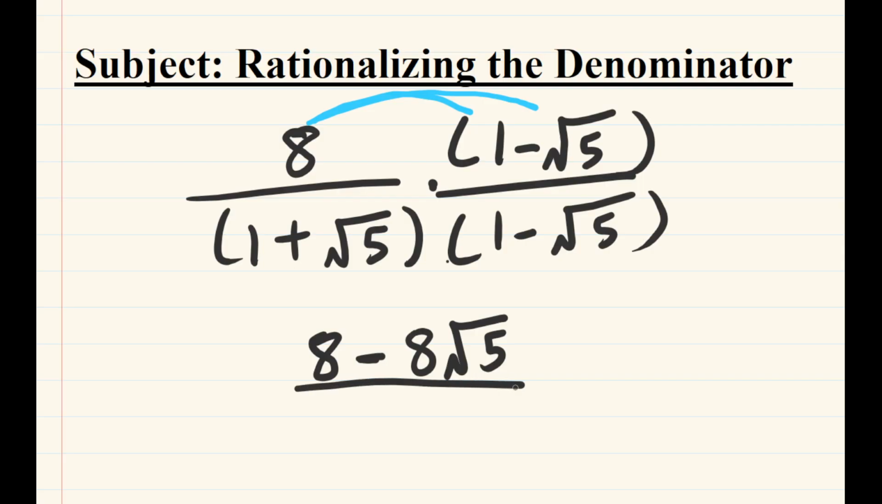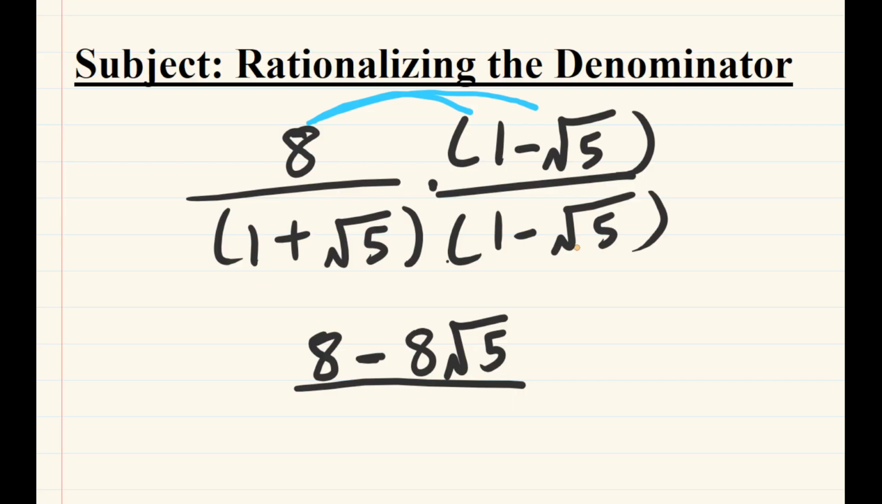Okay, that's the numerator. Now the denominator is going to be a little different. When you have two terms, you can't quite distribute the same way, whereas in the numerator you just have one term, 8, and you can distribute this 8 to each term on the inside of the parentheses, to the 1 and to the negative radical 5. In this situation, we have to do it twice.